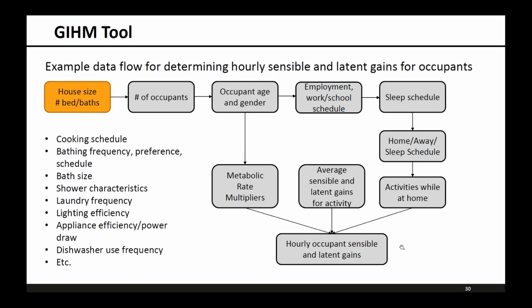And so we do similar things for cooking, bathing. There's distributions for different shower characteristics that account for how large the shower is, how frequently people do laundry. There's the different lighting efficiency in there, different appliances, and also the window shading is also determined by the GIM tool.